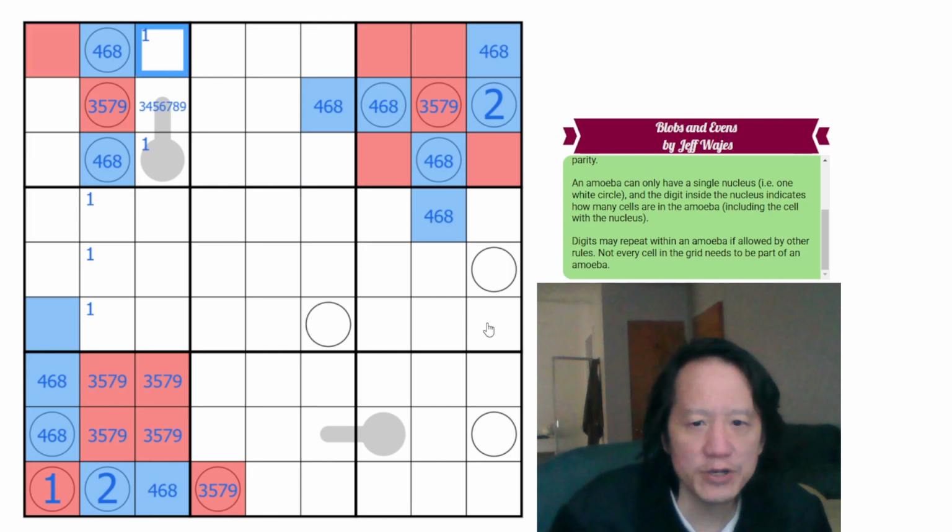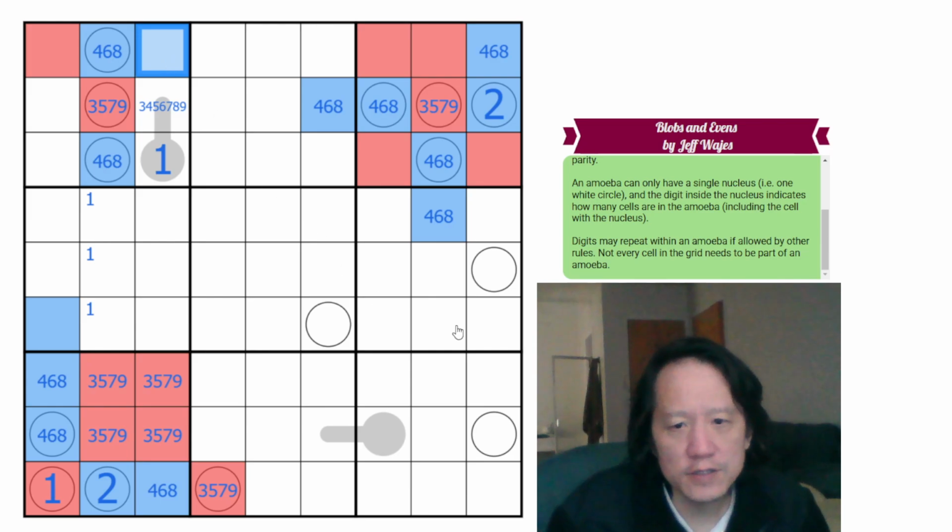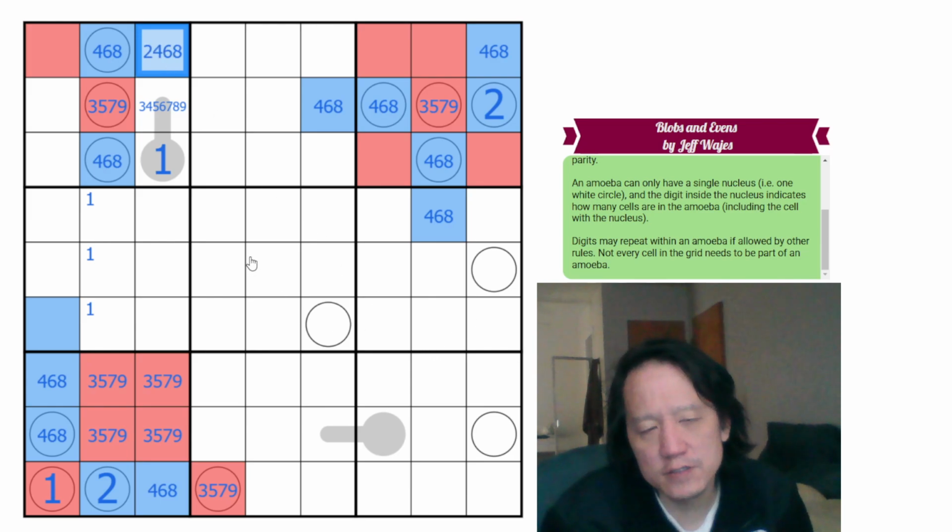Since this is odd, we know this has to be even. So this can never be a 1. So this can't be 1, which forces this to be 1. This is 2, 4, 6, or 8.